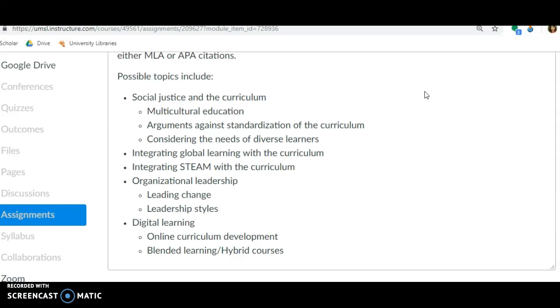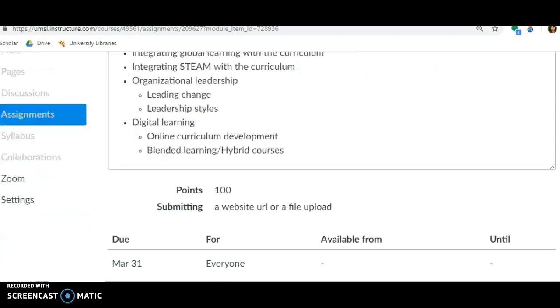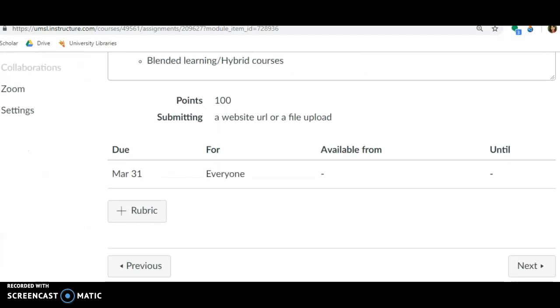If you are looking to become a leader, then you could look at the organizational leadership research and write a paper about what research says about leading change or about a particular leadership style. Or if you're interested in integrating technology or digital learning, you could do a research paper on online curriculum development or blended learning hybrid courses. And then that will be due March 31st.